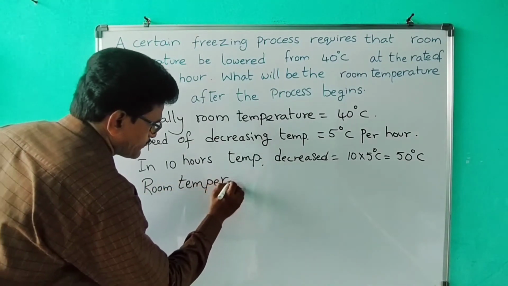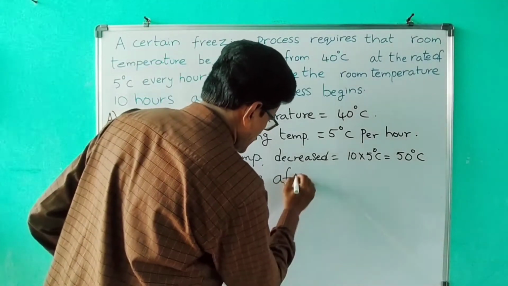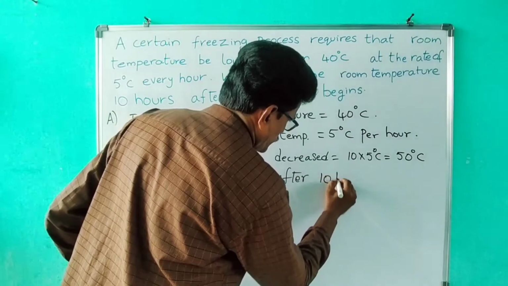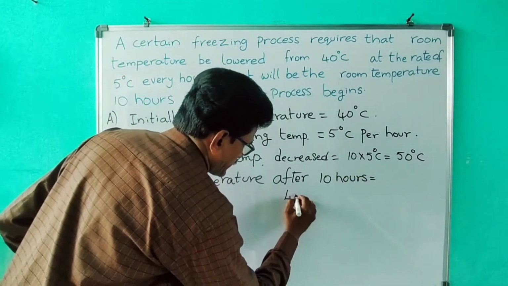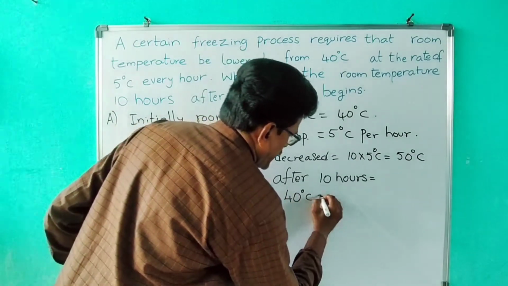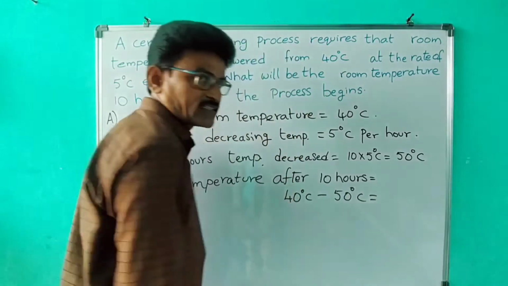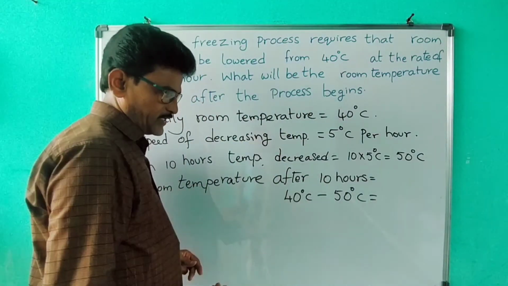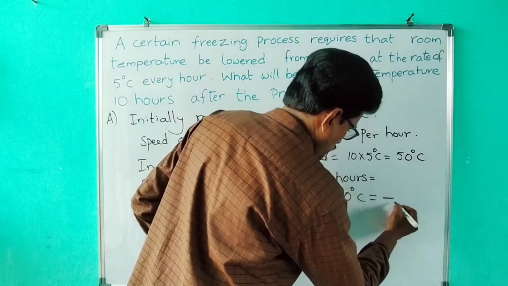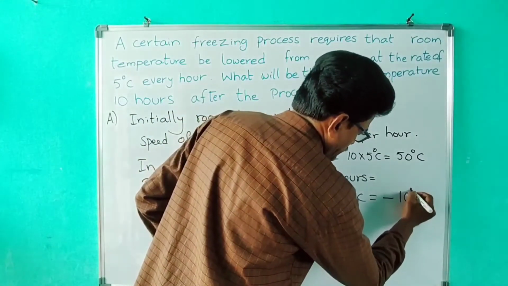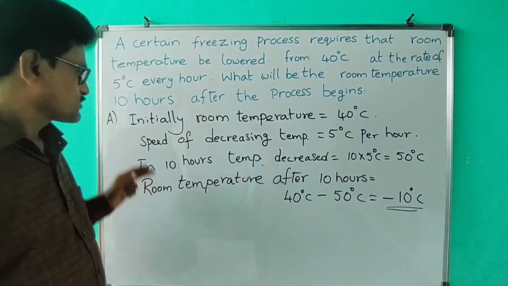So room temperature after 10 hours, how much is it? Initially 40 degrees centigrade minus this 50 degrees centigrade. Decrease means we have to do subtraction. 40 minus 50. See, the negative number is more, so put the negative symbol. How much more? 10 degrees centigrade. So we are getting minus 10 degrees centigrade room temperature after 10 hours.